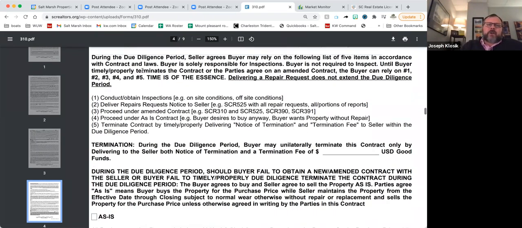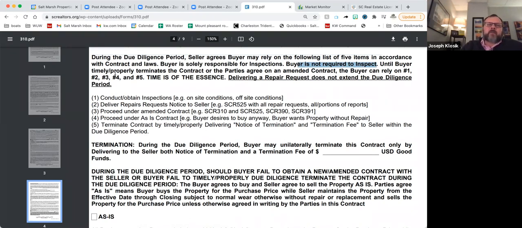Next paragraph says, during the due diligence period, seller agrees buyer may rely on the following list of 5 items in accordance with the contract and laws. Buyer is solely responsible for inspections. Okay. Now, when it says buyer is solely responsible for inspections, that means don't have as part of your repair request to say seller to have HVAC evaluated. That's an inspection. That's what the buyer should do. Buyer is not required to inspect, so they don't have to inspect it.